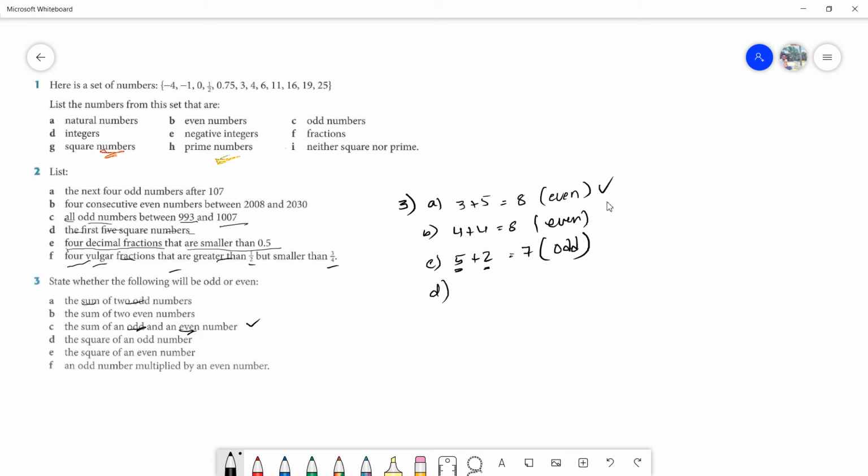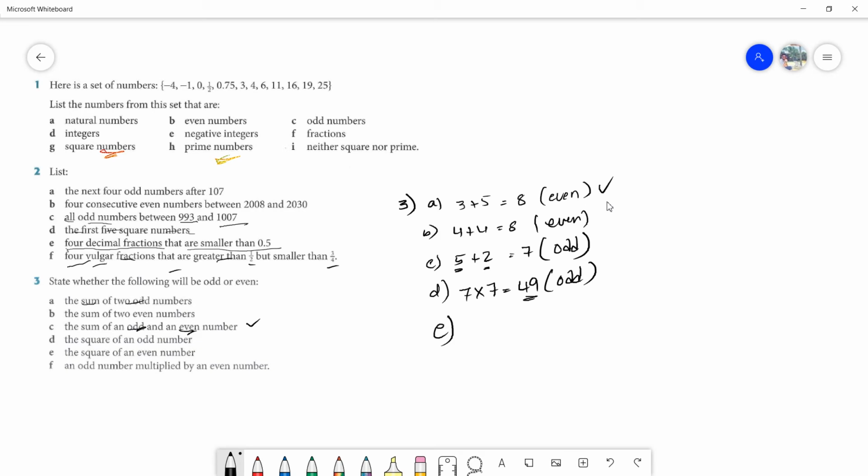Then D, the square of an odd number. Let's say 7. 7 is an odd number. So square means 7 times 7 is equal to 49, which is an odd number. So we're going to go with odd. If we multiply two odd numbers, we're going to get an odd number.